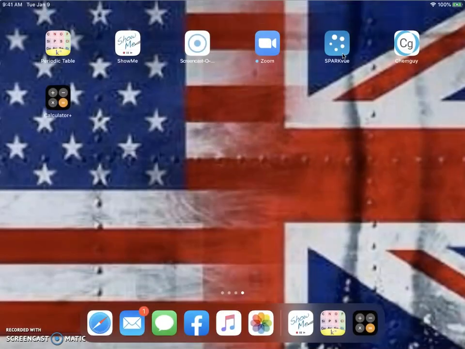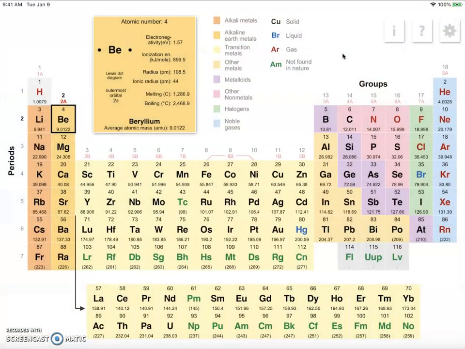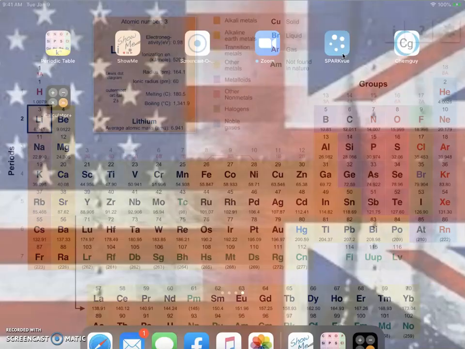Let's come back over here. We'll start at the top. 1s1, 1s2, 2s1. This mystery element is lithium.